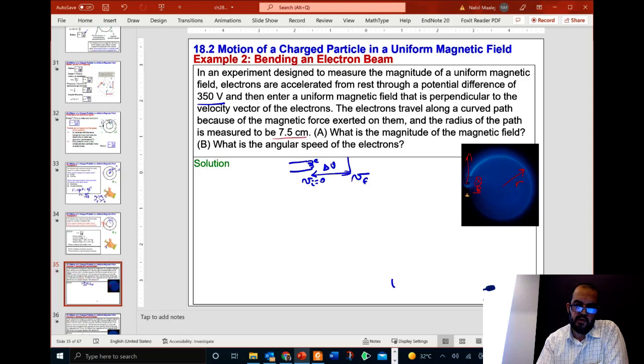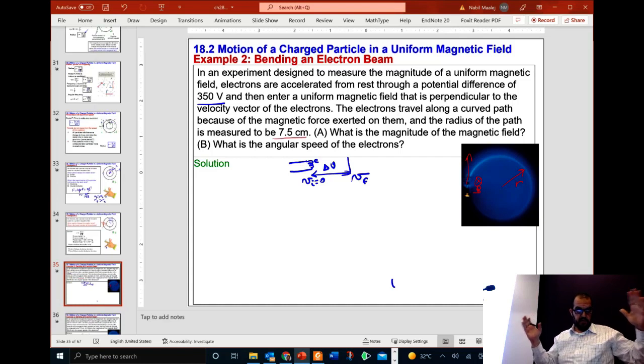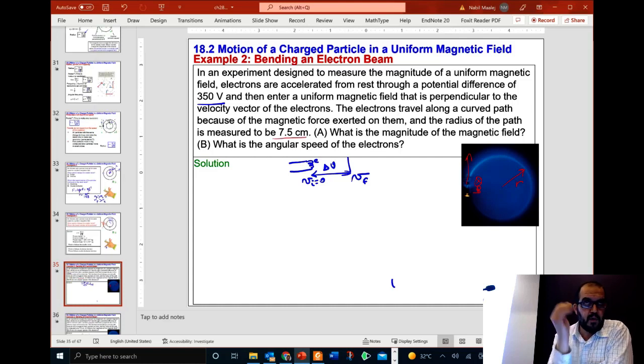Okay, what is the magnitude of the magnetic field? First of all, we are accelerating the electron through an electric field. We have a potential difference, delta V. So first of all, we need to determine what velocity the electron will reach. What do we do for that? We can use the conservation of energy.